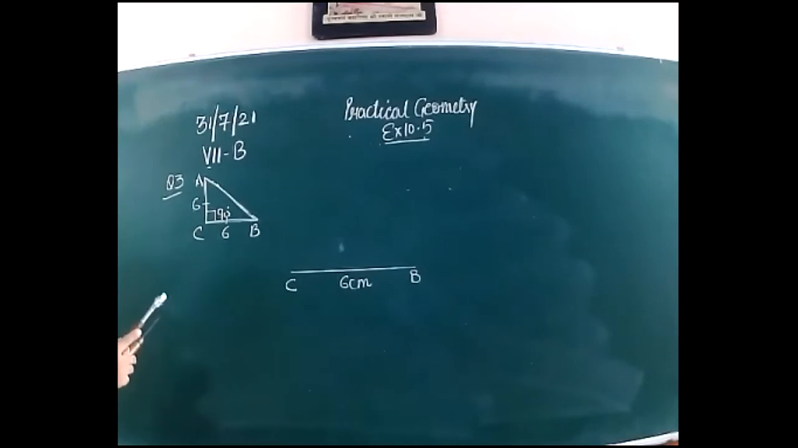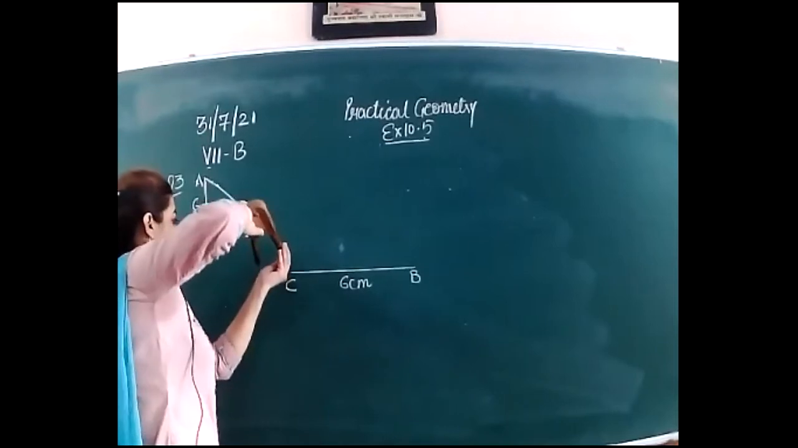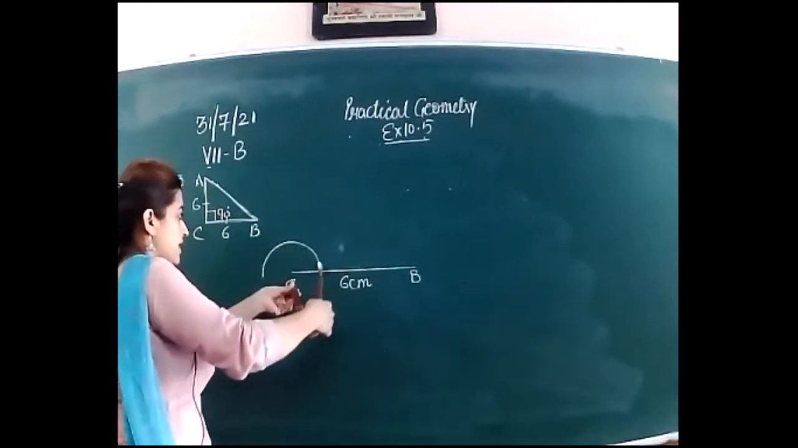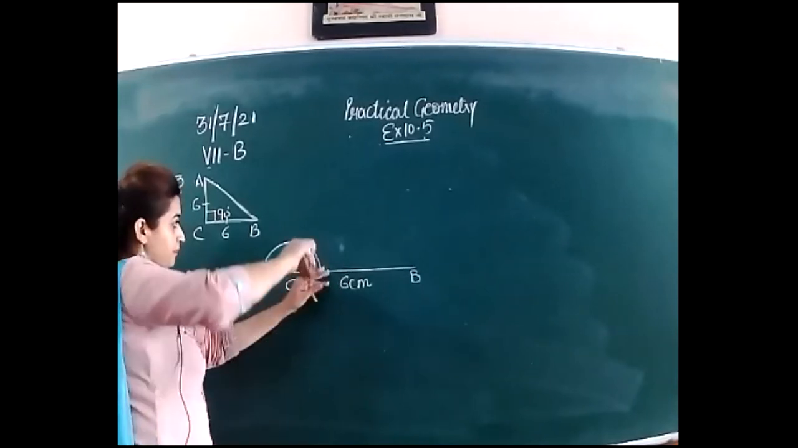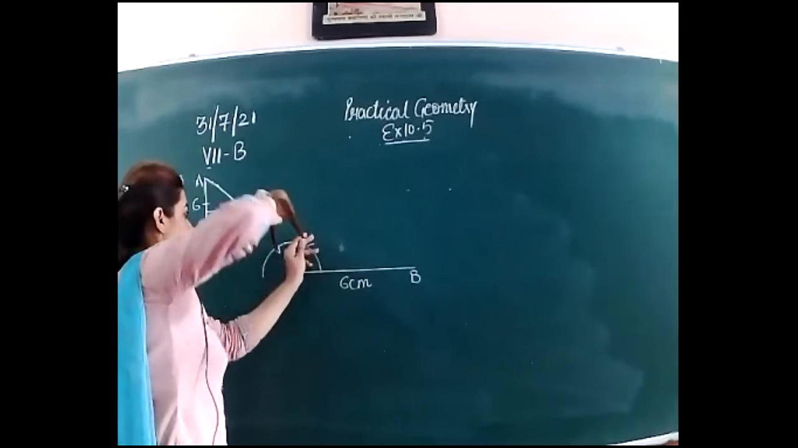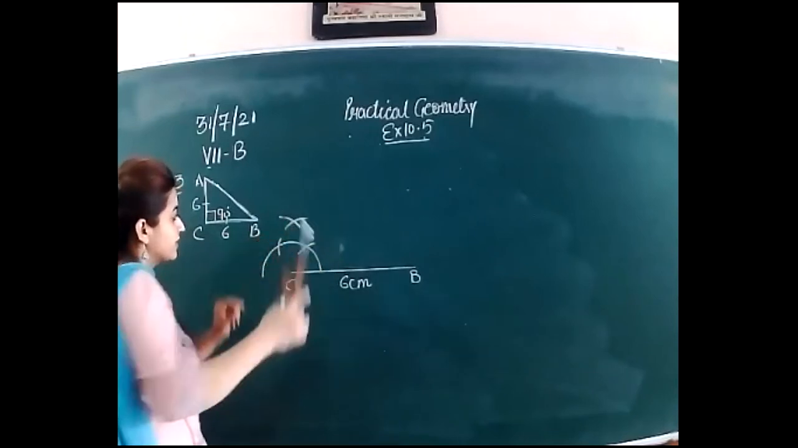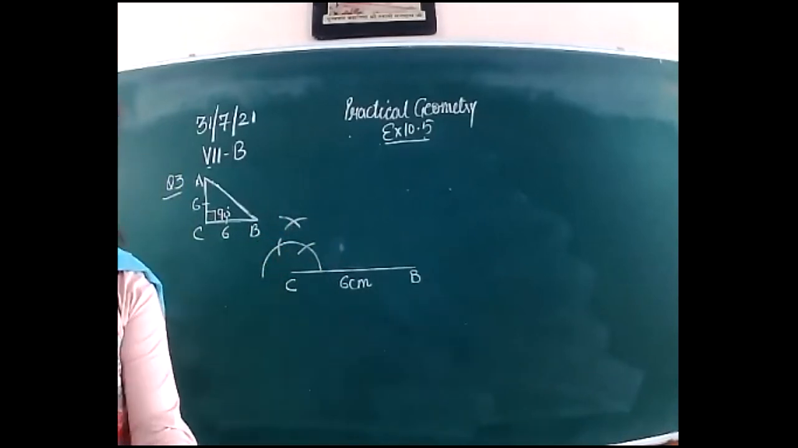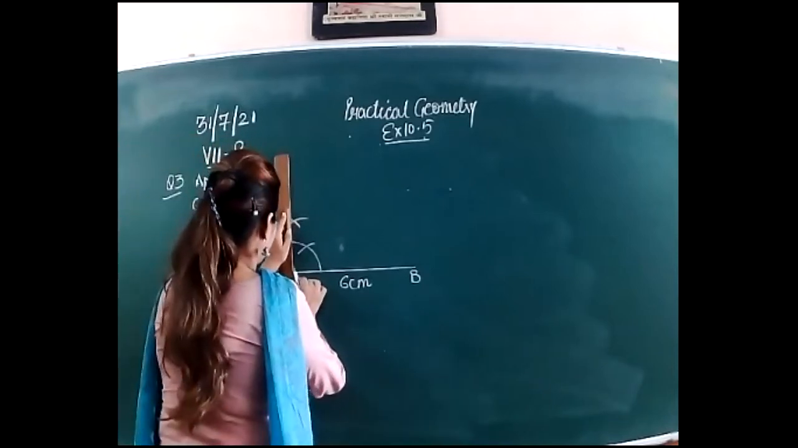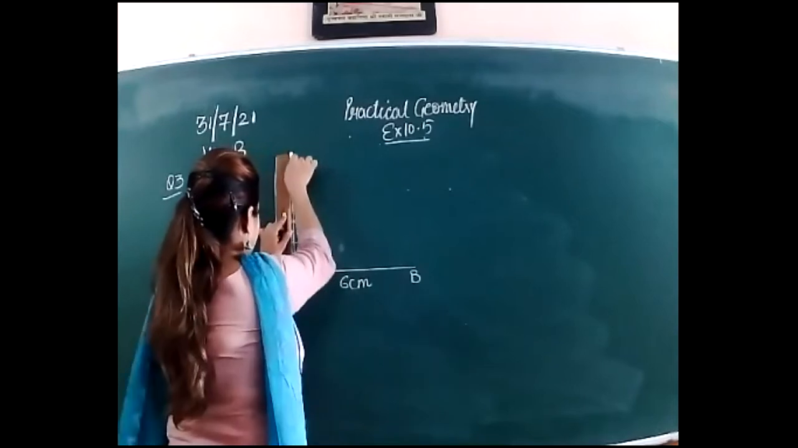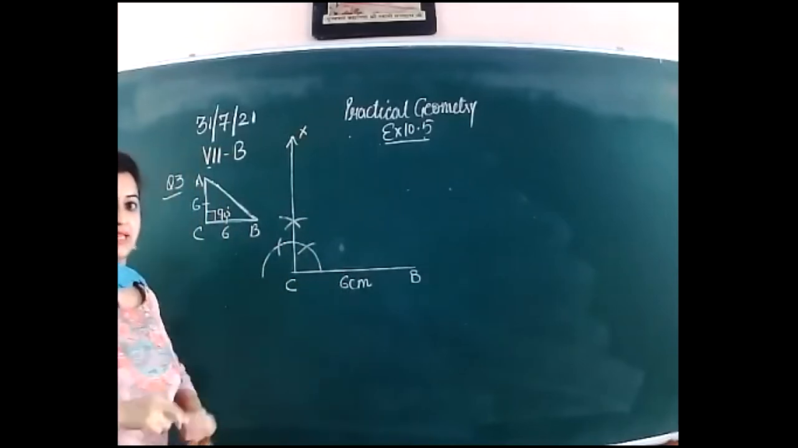How you will draw 90 degree? From here, put semicircle. From this point, you will mark first arc 60, then 120, then make half of 60 and 120. That will give you 90 degree. This is your X.